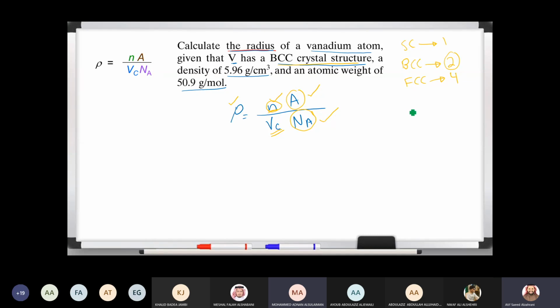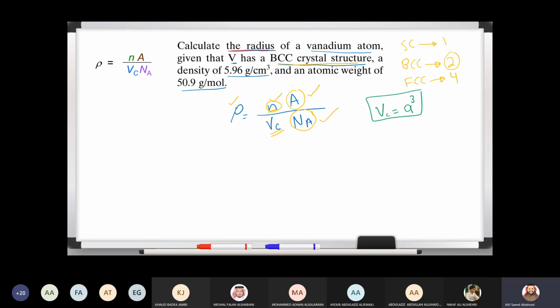Remember, for the cube, we said that if this is a, what is the volume then? a cube. So this is something that we have done before, last time. So the volume of the cube is equal to a cubed.